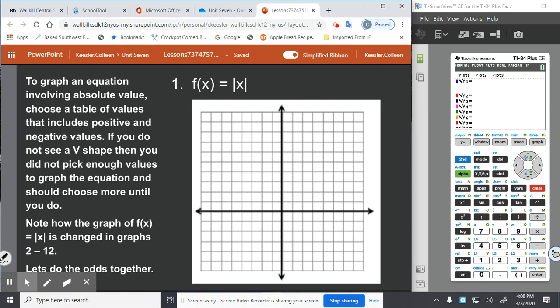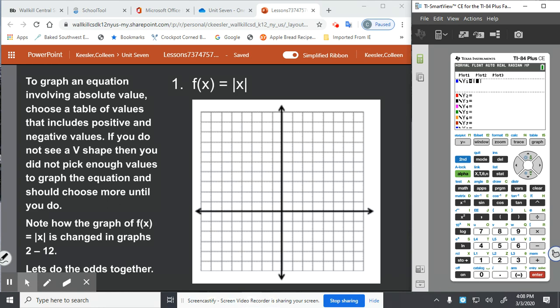So the first one is just the regular absolute value of x. Now, if you recall, absolute value is the distance a number is from 0. So if I put this into my calculator, I press math, then I choose number and choice 1 for abs, and it will create those absolute value symbols for you. Some calculators use parentheses instead, so just be careful and understand how your calculator works.